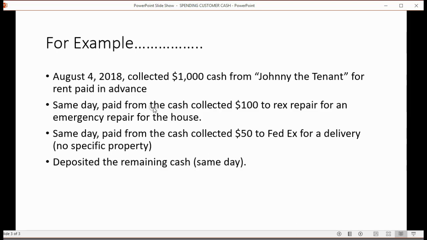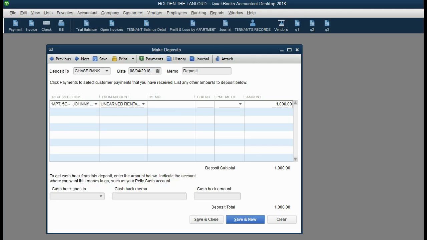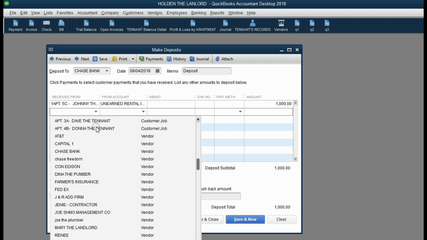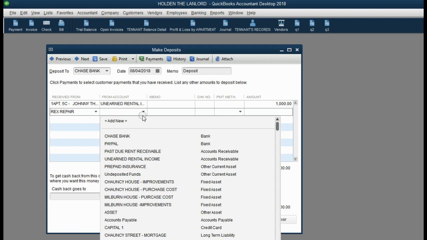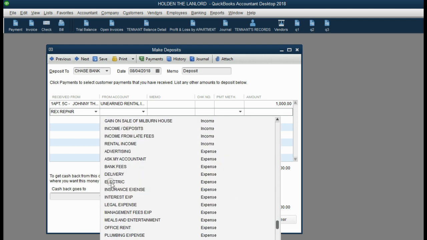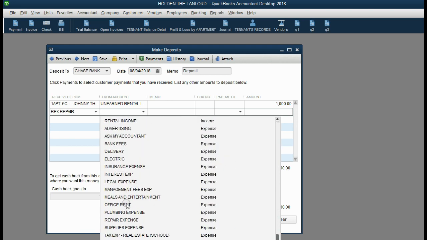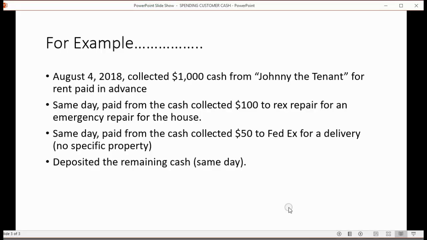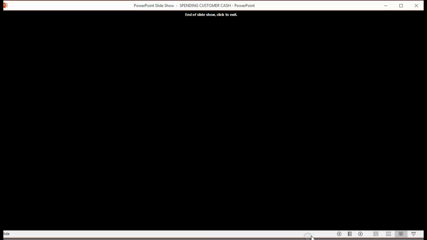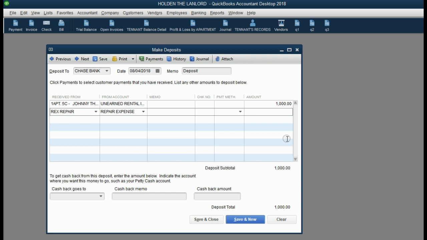But you see, on the same day we collected we paid $100 for Rex Repair. So earlier in the day, we paid Rex Repair for repair expense, which is right here. And the amount of the cash that we handed Rex for the repair was $100. So on the same row as Rex Repair and repair expense, we put $100.